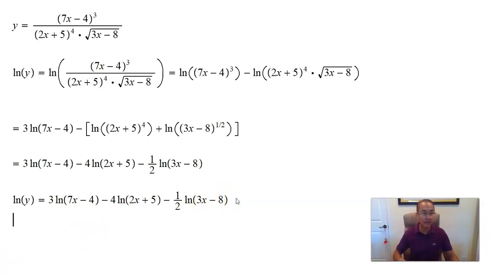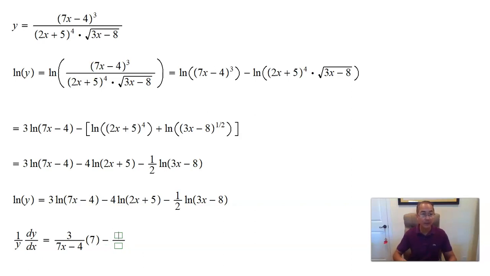On the left side, the derivative of ln of y is 1 over y. Chain rule, we will need dy by dx. Okay, great. Next, 3 ln of 7x minus 4. So 7x minus 4, we get the reciprocal. The 3 will stay out. 3 over 7x minus 4. And chain rule, we need to multiply by 7. Okay, next, minus 4 ln of 2x plus 5, the derivative is 1 over 2x plus 5.